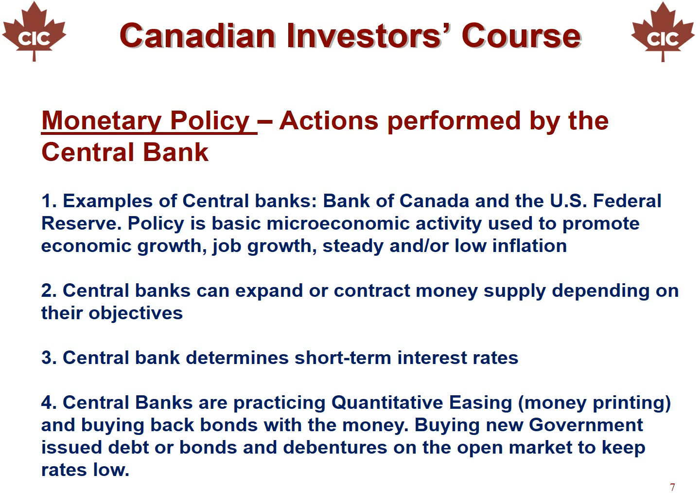Economic policies. These are actions performed by the central bank. The central bank is always defined as separate from government, but in reality it's a lot closer than people realize. Examples of central banks are the Bank of Canada and the U.S. Federal Reserve. Policy is basic microeconomic activity used to promote economic growth, job growth, steady or low inflation. Central banks can expand or contract money supply depending on their objectives. Central bank determines short-term interest rates, and they are practicing quantitative easing, money printing and buying back bonds with the money. Buying new government-issued debt or bonds and debentures on the open market also is a tool they can use to keep rates low.